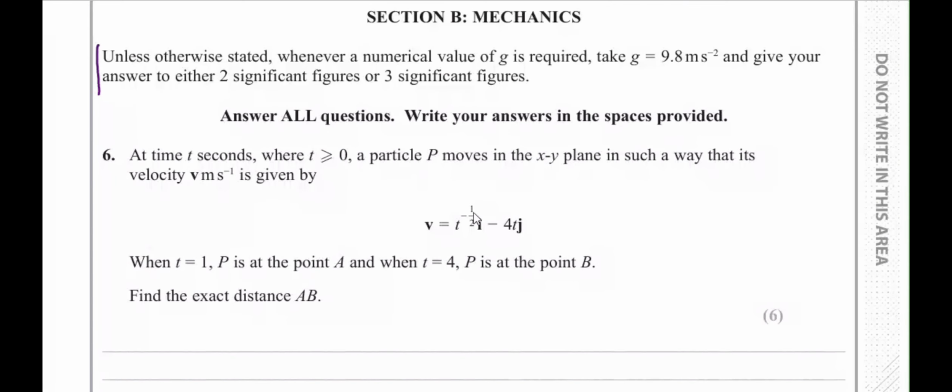So in short, we have been given the velocity function and we have been asked to find the distance. So our strategy should be, we integrate velocity function with respect to t, and that will give us the displacement function. In that displacement function, we put t is equal to 1 and t is equal to 4, which will give us the 2 points or the positions of this particle at t is equal to 1 and t is equal to 4.